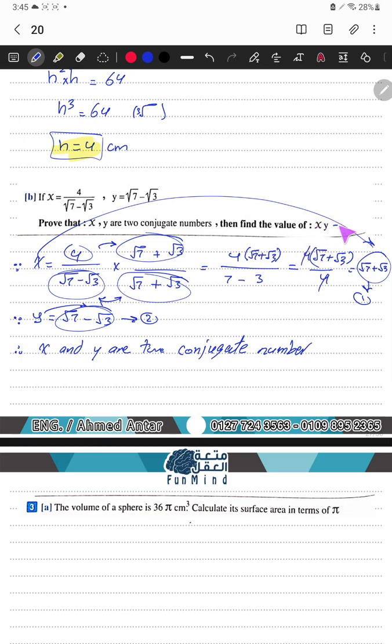And you want to get xy, so then xy means x times y means root 7 minus root 3 times root 7 plus root 3. So now these are two conjugates, and you want to multiply them to get the power of the first, root 7 to the power of 2, minus the power of the second. So the square of the first minus the square of the second, root 3 to the power of 2. So it's 7 minus 3, which equals 4.